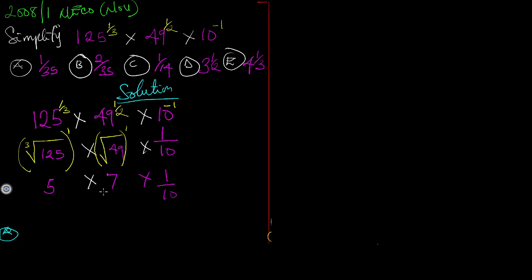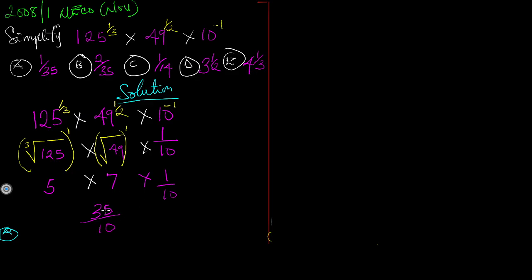My answer is 7 over 2. When you multiply 5 times 7, it gives you what? 35. Okay, 35 times this one on top here gives you what? 35. So there will be 35 all over this numerator 10.